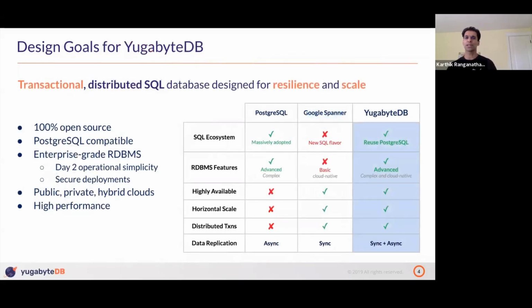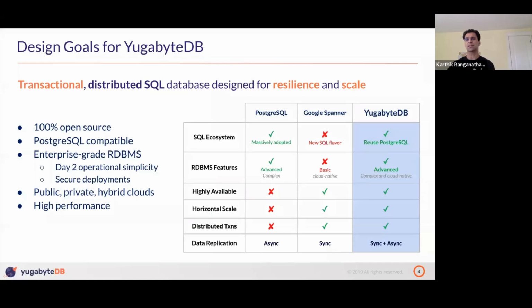Again, to just quickly contrast the two sides, YugabyteDB is 100% open source, so you folks can look at the code, download, and try it for yourself. It's fully Postgres compatible because it literally reuses the upper half of Postgres. We care a lot about the enterprise-grade nature of the database as well, so backward compatibility, rolling upgrades, security, et cetera, et cetera. You can deploy it public, private, hybrid, any of these clouds, and high performance is a core tenet of the database. Hence, we started writing this in C++, right?